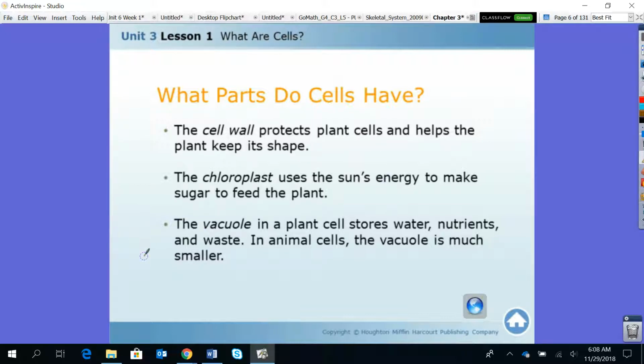Both the plant cell and the animal cell have a vacuole. In the plant cell, it stores water, nutrients, and waste. In the animal cell, a vacuole is much smaller. We don't need as much space to hold the water.